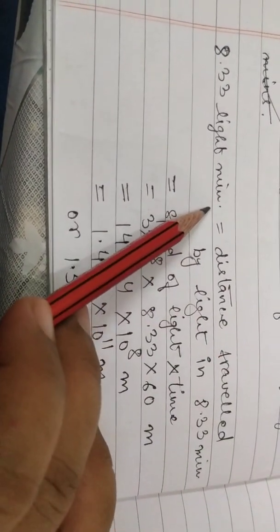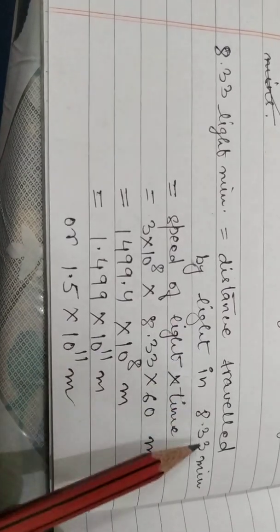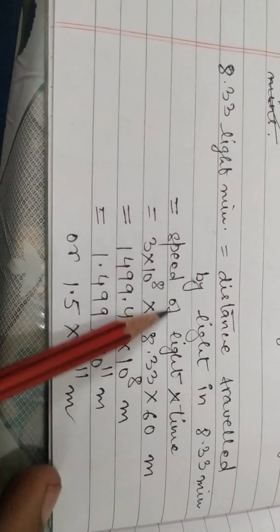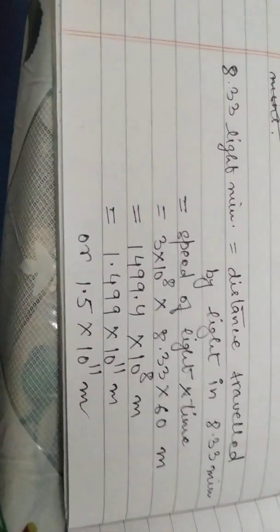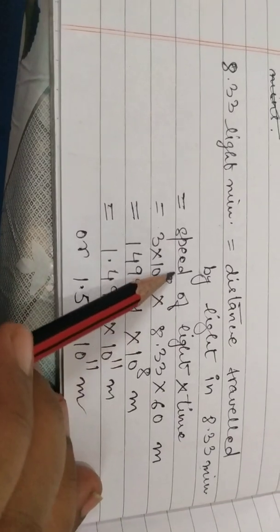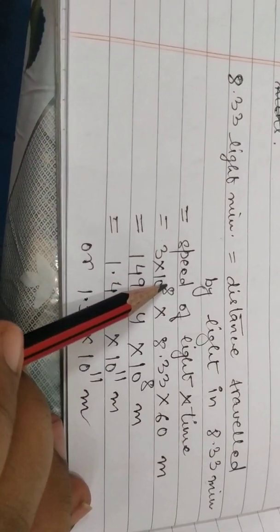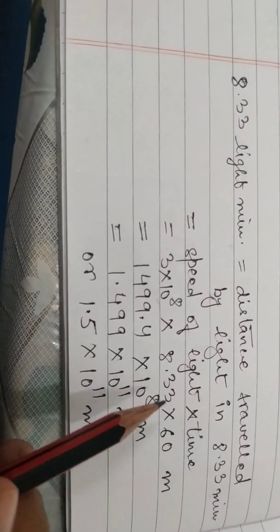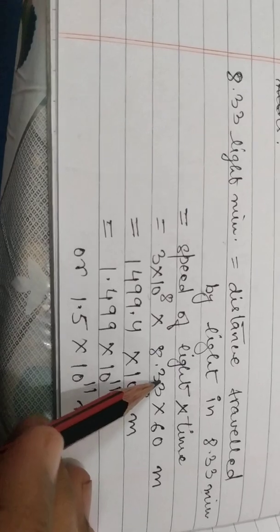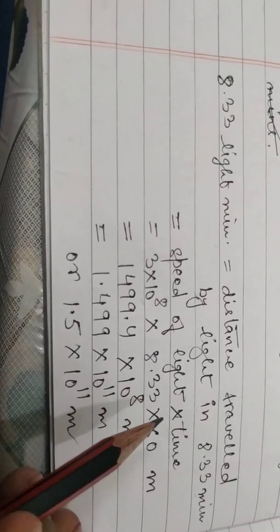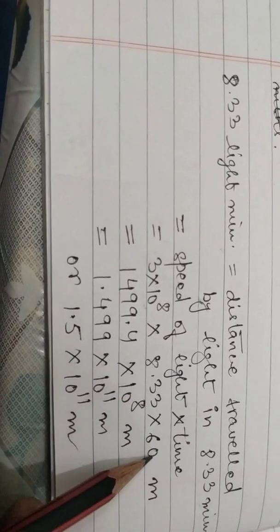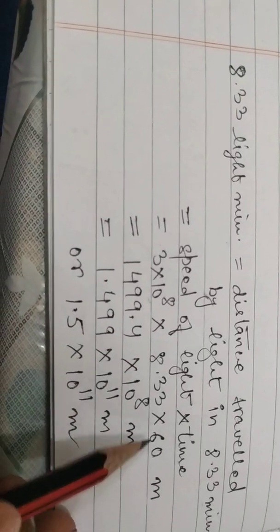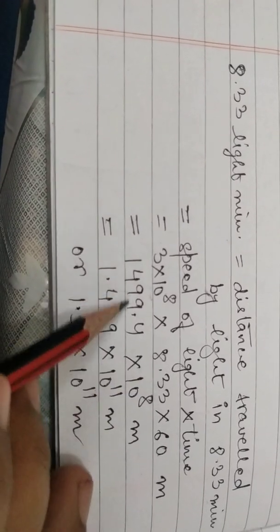So 8.33 light minutes is the distance traveled by light in 8.33 minutes. How do we calculate distance? Speed multiplied by time. What is the speed of light? 3 into 10 to the power 8, but it is in meter per second. So the time should also be in seconds. So 8.33 minutes was there. To convert minutes into seconds, what do we do? Multiply it with 60. So this is what it becomes, and then when you calculate, this is the answer.